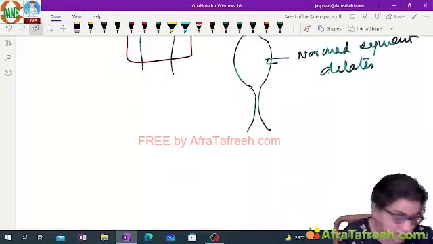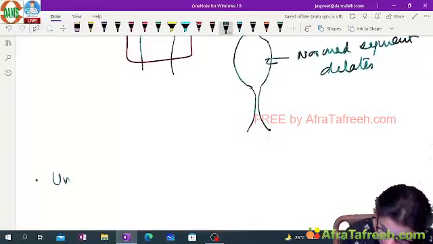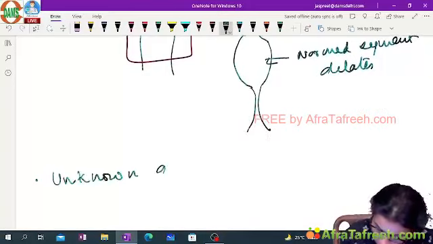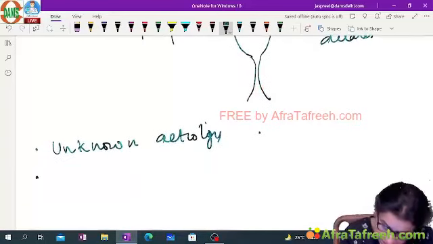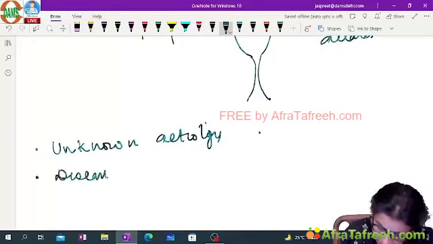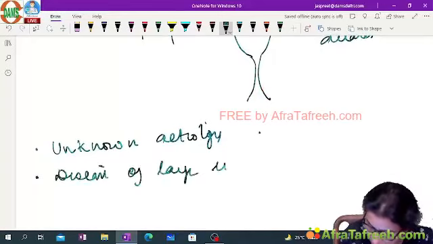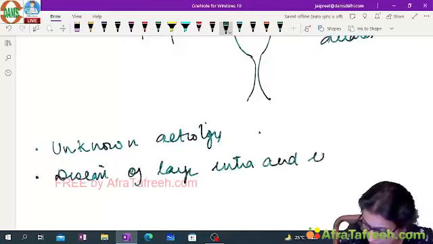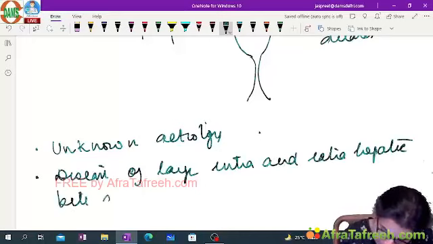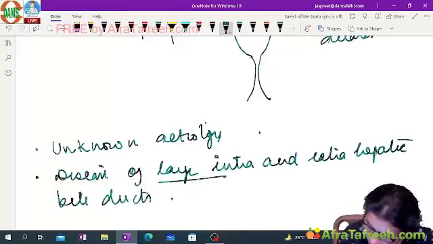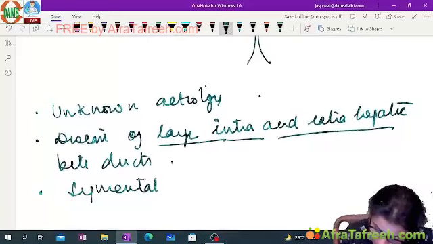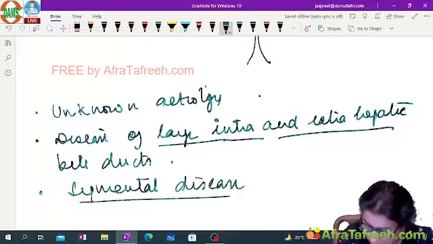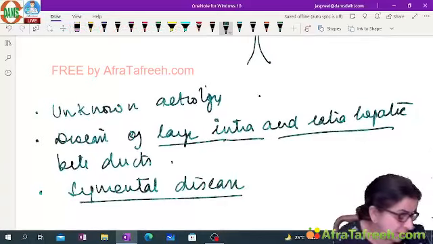Now let us summarize with this understanding. Number one, primary sclerosing cholangitis has an unknown etiology. Second, it is a disease of large intra and extrahepatic bile ducts. Third, it is a segmental disease. Segmental disease means there are skip lesions. It doesn't involve the entire duct in a continuous fashion.